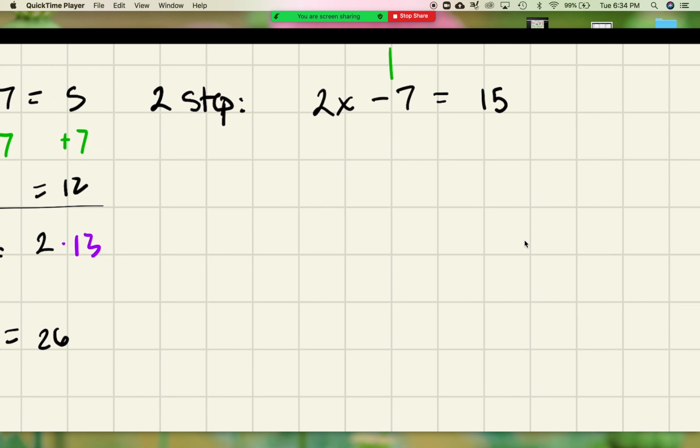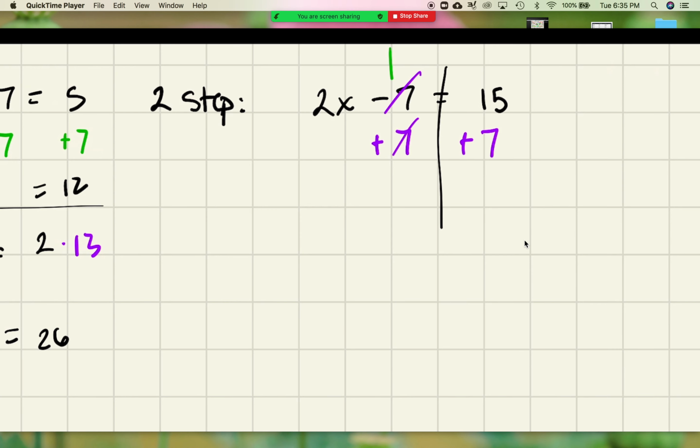So here there are two steps, and there's an order that you have to work with them. The order is whichever is farthest away. That's the way I think of it. Whichever is farthest away from the x, but still on the same side of the equal sign, you deal with that number first. So we have a 2 that's really close to the x. It's multiplied, 2 times x. The thing that's farther away is this 7, and we're subtracting 7. So you deal with the farthest away first. So here we would add 7 to both sides. We're doing the opposite still.